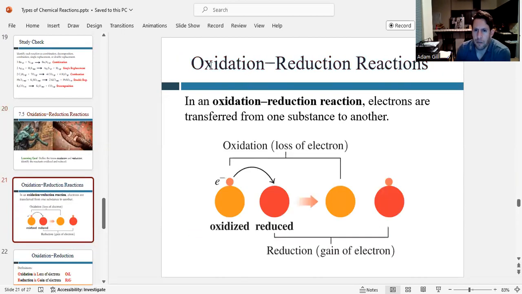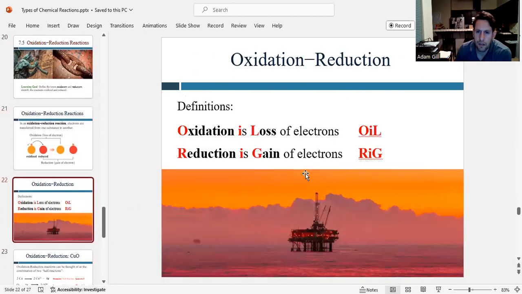So what do we mean by the term oxidation reduction? Well, this refers to a transfer of electrons. The definition is: oxidation means loss of electrons and reduction means gain. You can remember this by the acronym OIL RIG. OIL, oxidation is loss; RIG, reduction is gain. So oxidation is a loss of electrons and a reduction is a gain of electrons.